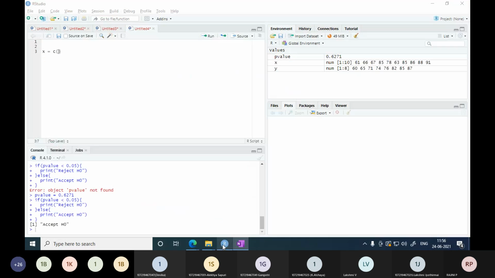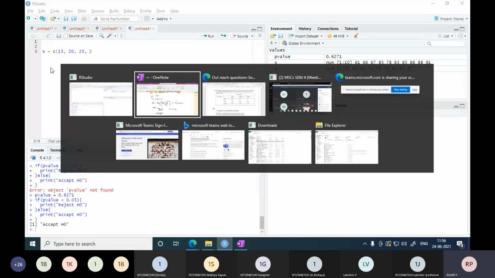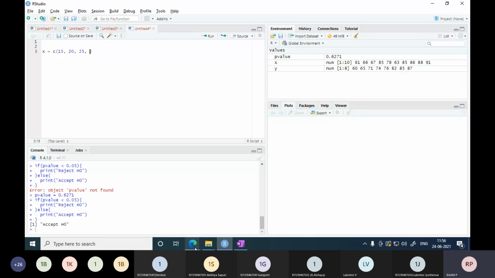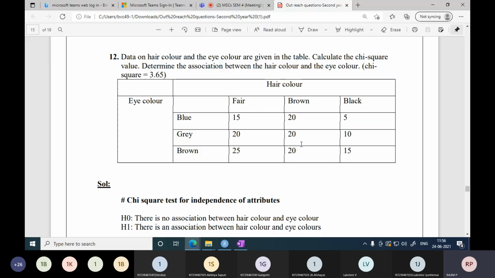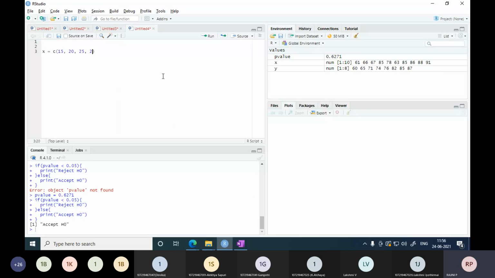Correct? Yeah, 15, 20, 25. Okay, first column is over. Next column is what? Next column is 20, 20, 20. Take that. 20, 20, 20. Okay.